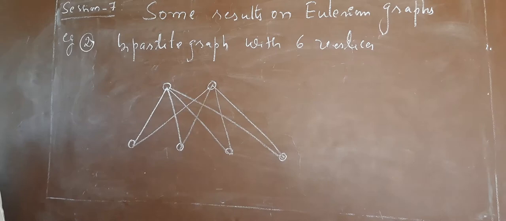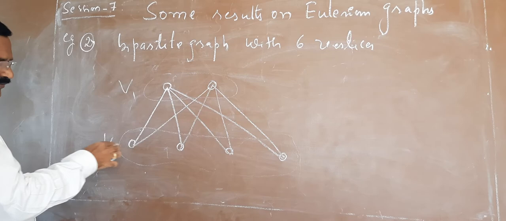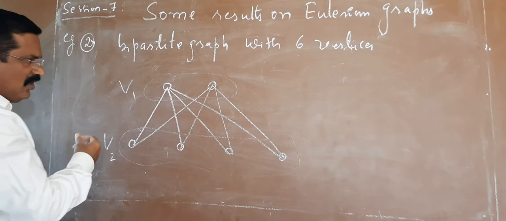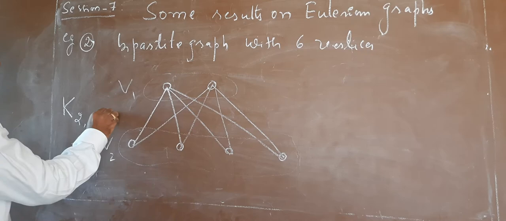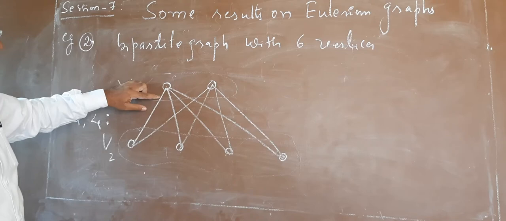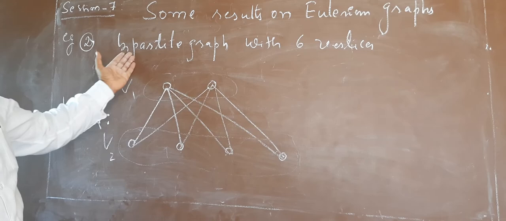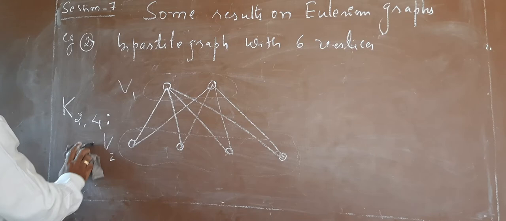These are the vertices of one set V1, these are the vertices of the other set V2, in which every edge joins a vertex of V1 to a vertex of V2, and of course it is a complete bipartite graph. It is called K2,4. This is an example of a bipartite graph with 6 vertices, which is also an Eulerian graph, because if you observe the degree of every vertex, 1 2 3 4, and these are the vertices of degree 2, it implies the degree of every vertex is even. So this is an example of a bipartite graph with 6 vertices, which is also an Eulerian graph. Let me consider the third example.